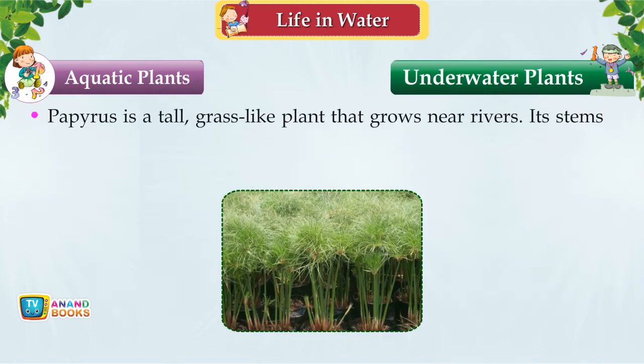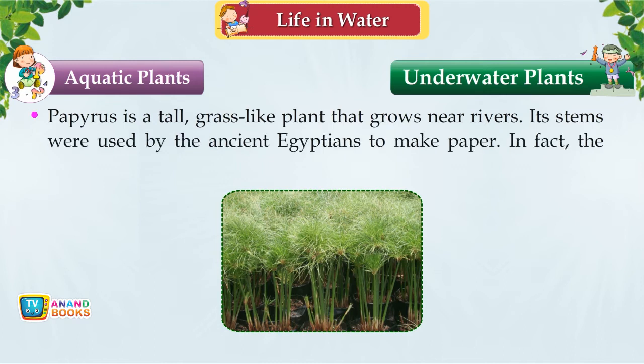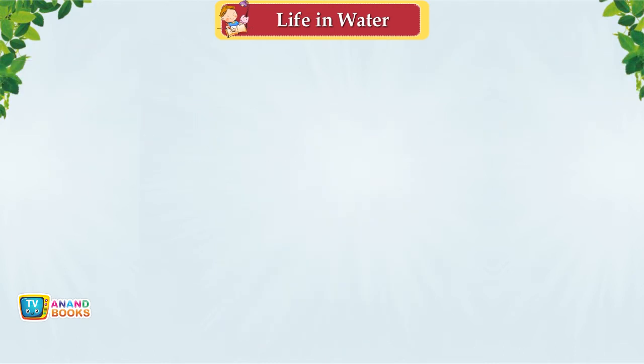Papyrus is a tall grass-like plant that grows near rivers. Its stems were used by the ancient Egyptians to make paper. In fact, the word paper comes from papyrus.